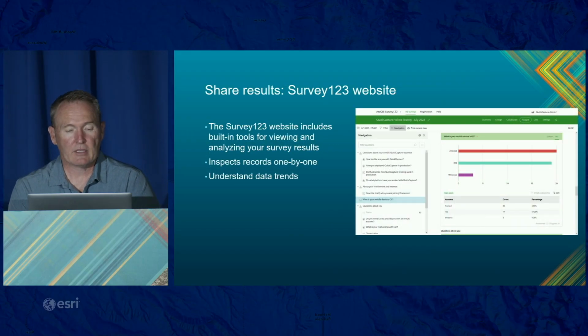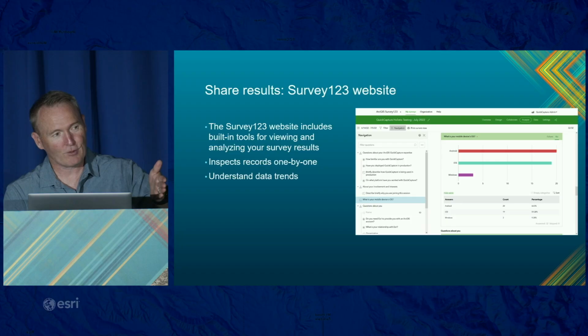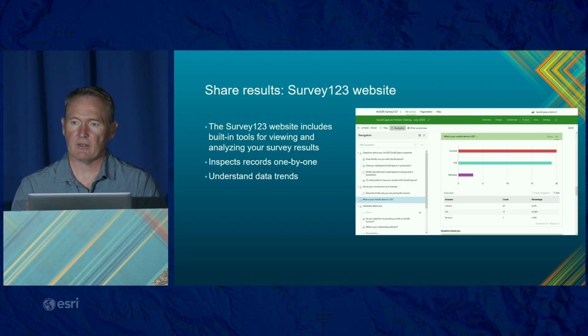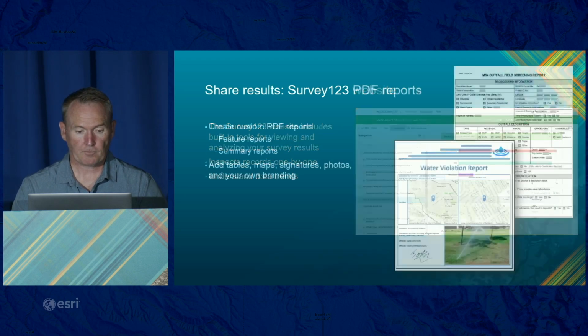And then we get to the last part. We've talked about creating the survey, getting the answers, and now just sharing the results. We can do that in various ways. One way to look at those results is through the Survey123 website. We have tools where you can see kind of a dashboard of sorts. You can see the data coming in, how much is coming in from who, inspect the records, and understand some of the trends that are coming in just from our Survey123 website.